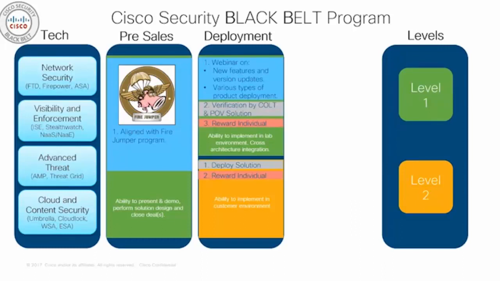Level 2 is specifically for engineers who deploy a solution at a customer premises. We will get a confirmation from our partner's management that they have deployed a solution. We would need certain details, and based on that, we will certify an individual in deployment.